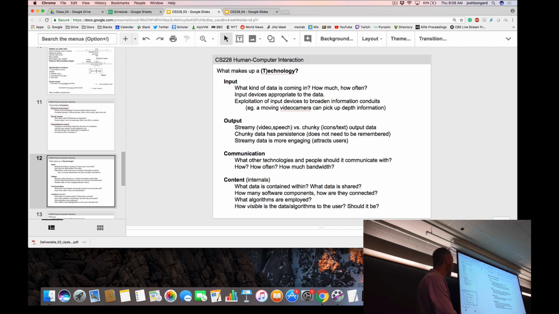Okay. And then finally, the internals. What data is contained within the system? What data is shared? How many software components? How are they connected? What algorithms are employed? That's all software engineering, right? We're not going to talk too much about that in this course. What we are going to talk about is how visible does the system make its internals? Does the user need to know these details? There are cases for certain technologies where the technology does need to broadcast what's going on inside, given the person and given the activity. What are some examples of that?